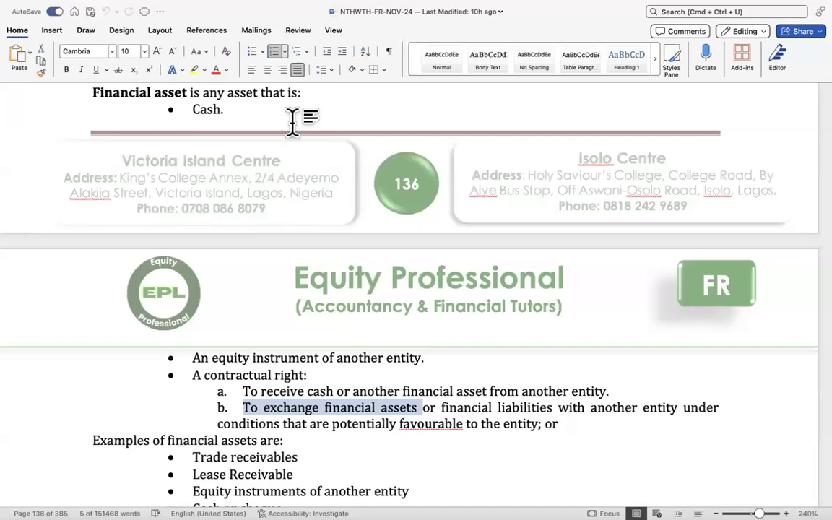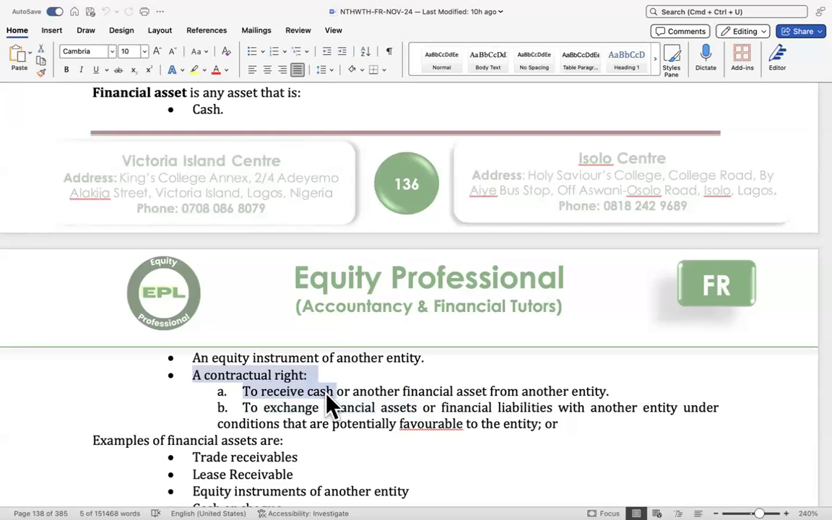Number one is that it can be cash. Number two, it could be an equity instrument of another entity. That is, if you have bought shares in another entity, you have a financial asset. Number three is a contractual right to receive cash. You have a financial asset when you have a contractual right to receive cash. And this will usually arise where you have invested in debts.